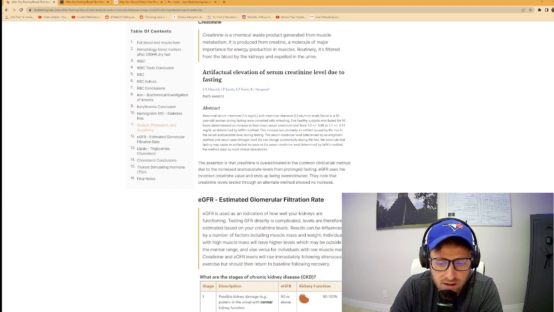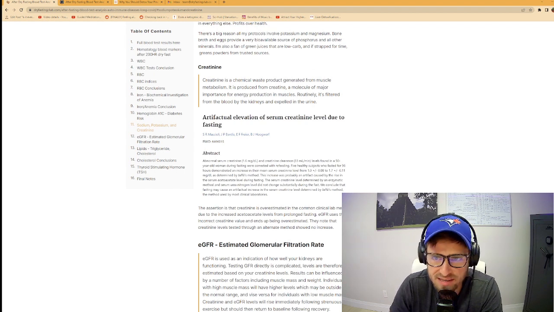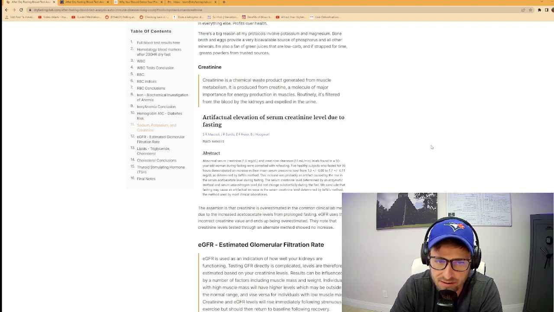Creatinine. We already talked about this a little bit. So your creatinine levels need to be measured when you are checking your kidney health after a dry fast. What is creatinine? Creatinine is a chemical waste product generated from muscle metabolism. It is produced from creatine, a molecule of major importance for energy production in muscles. Routinely, it's filtered from the blood by the kidneys and expelled in the urine. Creatinine is used in these blood tests to measure your kidney filtration rate.